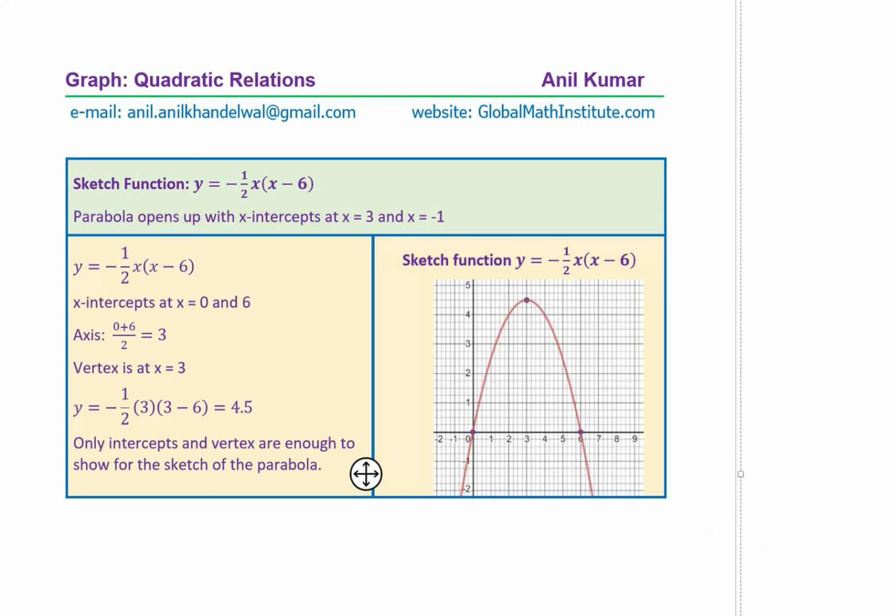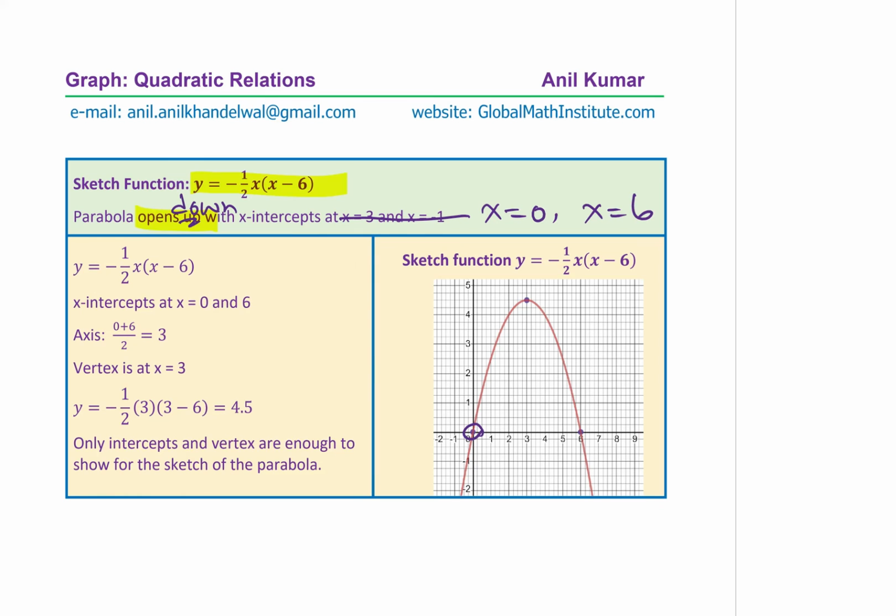Now, let's look into the next example where we have a factored form and the graph goes through the origin. This time, the equation is y equals minus half x times (x minus 6). You can see that it opens down, not up. It opens down with x-intercepts at, well, this is copied from the previous one, x equals 0 and x equals 6. So these are the two x-intercepts marked here. Do you see that? And it opens down.